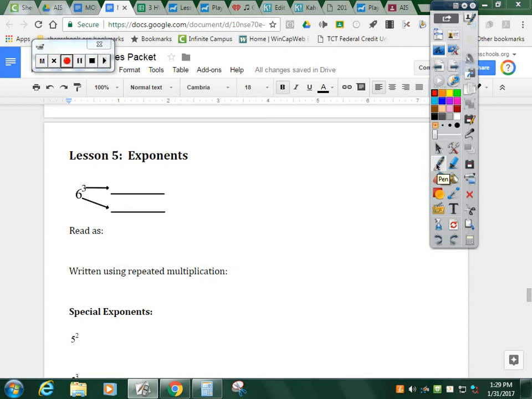This is what we call a base. This is a base number. And this is what we call an exponent, what we're learning about today. And this term is read as 6 to the third power. Okay, hopefully you're taking notes along with the video. Okay, 6 to the third power looks like this.